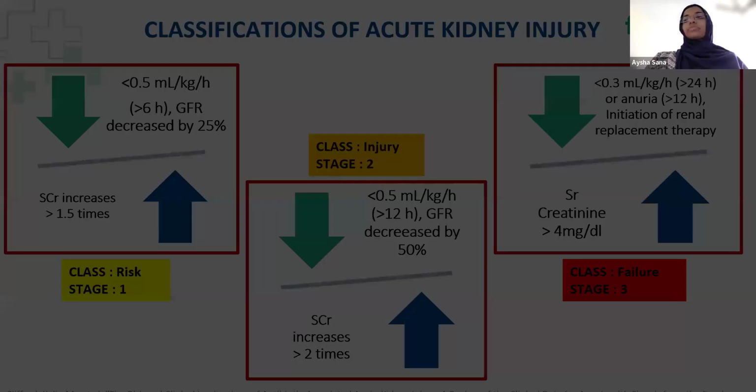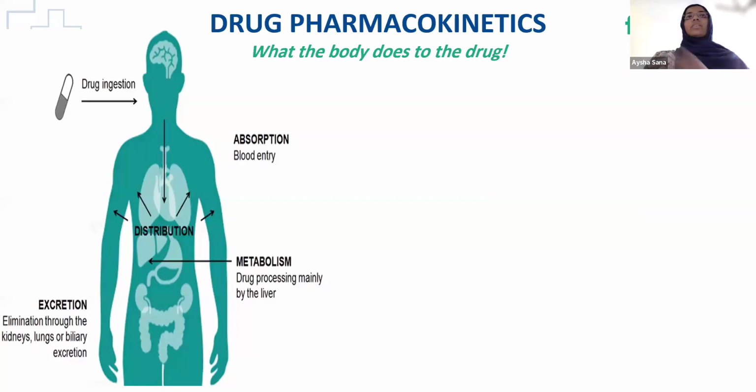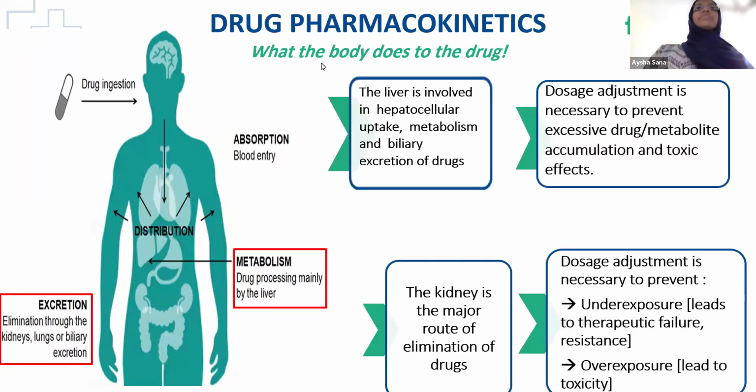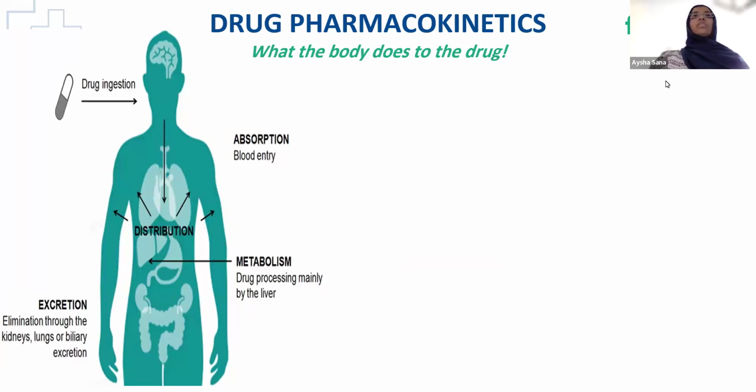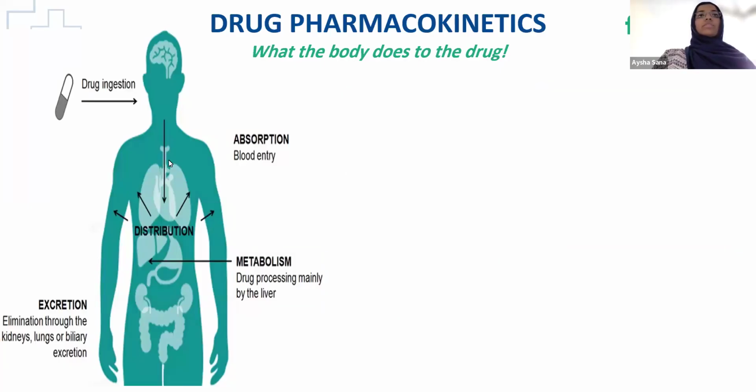Moving on. Now we'll see the different pharmacokinetic and pharmacodynamic principles we have to consider while modifying doses in patients with hepatic and renal impairment. So first is drug pharmacokinetics. Pharmacokinetics means, as we all know, what the body does to the drug.